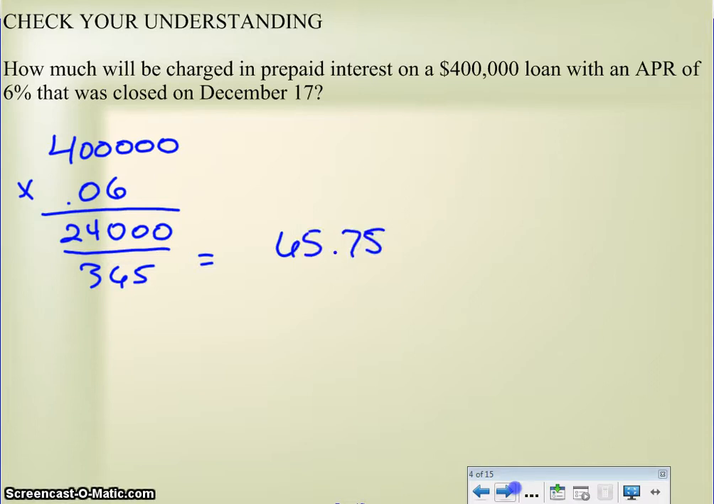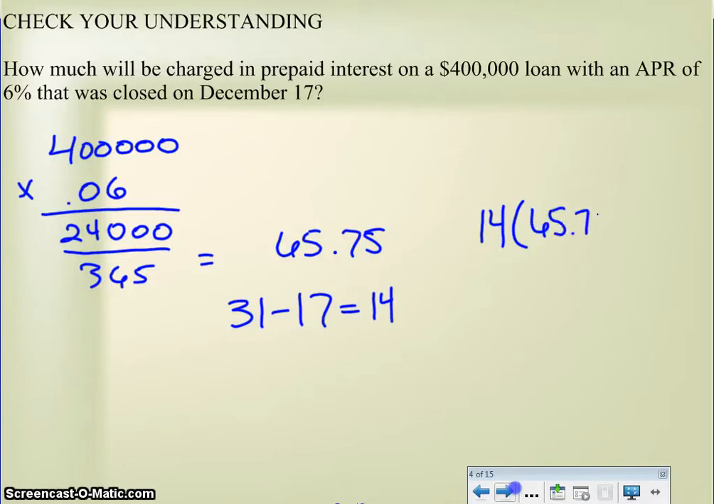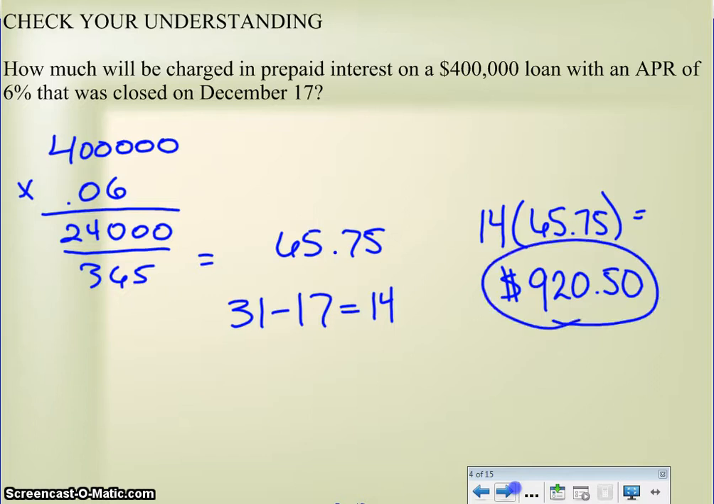Our next step, we're closing on December 17th. There's 31 days in December, so recognize here that it's very important to know how many days are in each of the given months that these scenarios are given in. For December, there's 31 days, so 31 minus 17, because we're closing on the 17th, is 14. Our last step is to take the 14 days and multiply it by the 65.75, and we find that the prepaid interest at closing is $920.50.